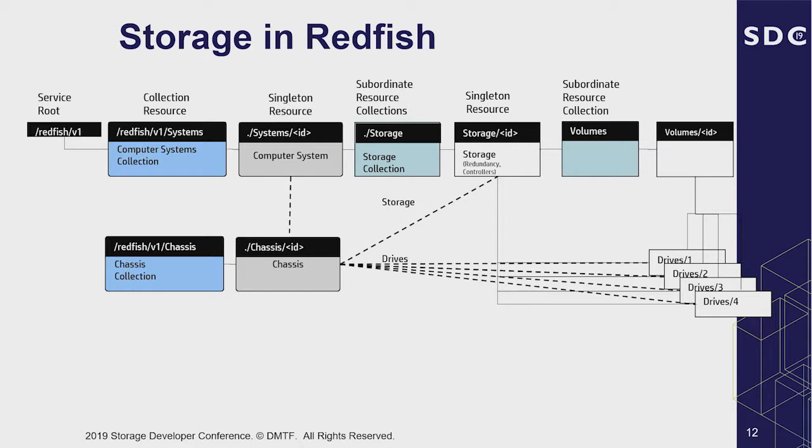So here's what storage looks like in Redfish. Again, those three things. Hanging off a computer system is my storage collection. I may have more than one storage controller in this system, and that's represented by the controller object inside of the storage resource. Hanging off of that storage resource is a subordinate collection called volumes, and it's got one or more members of volumes that points across one or more disks. The disks can either be directly off of the storage controller or be in the chassis.